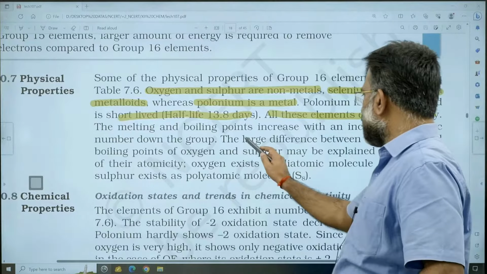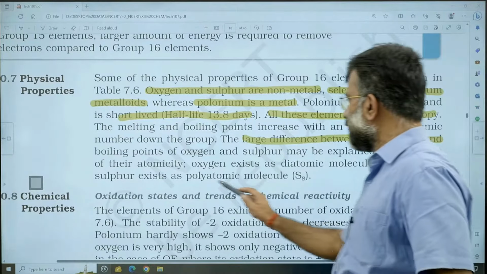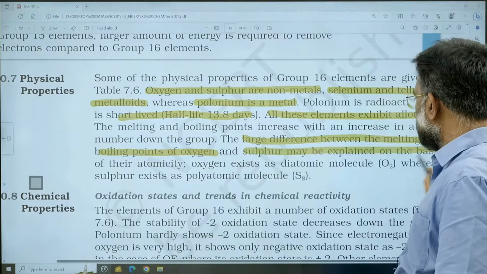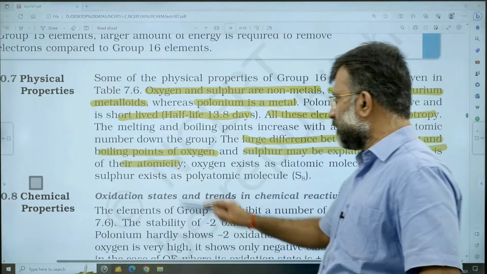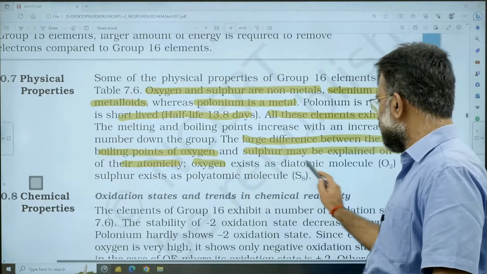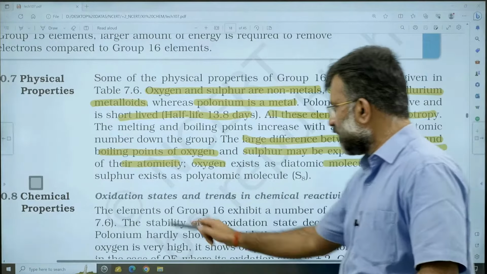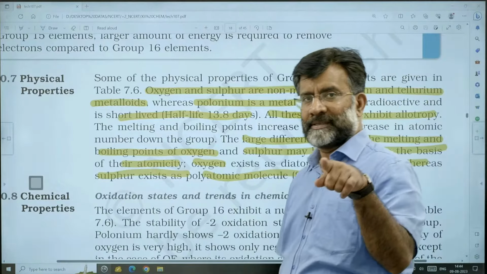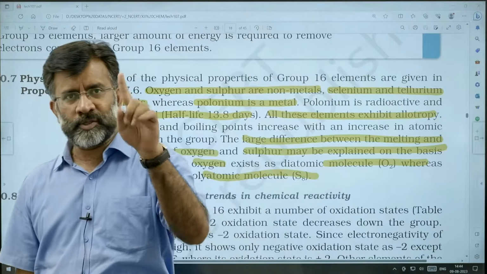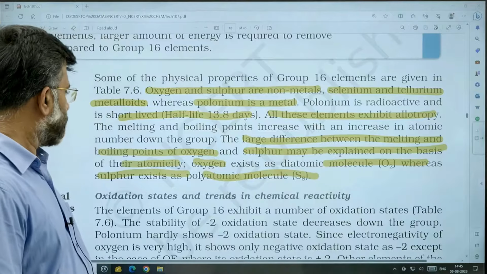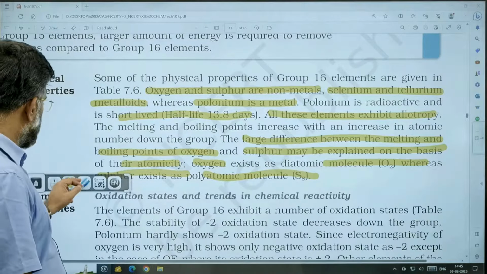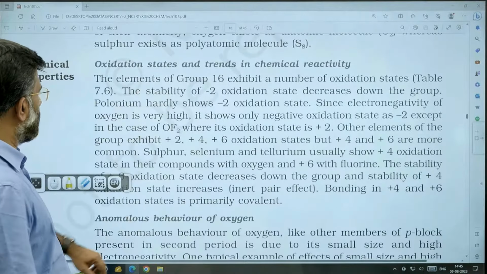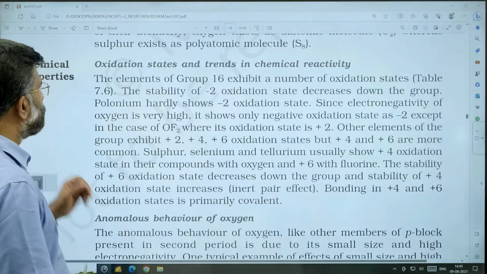A large difference between the melting and boiling points of oxygen and sulfur may be explained on the basis of their atomicity. Oxygen is a diatomic gas, while sulfur is a polyatomic solid. That is the point. On to chemical trend and oxidation state.